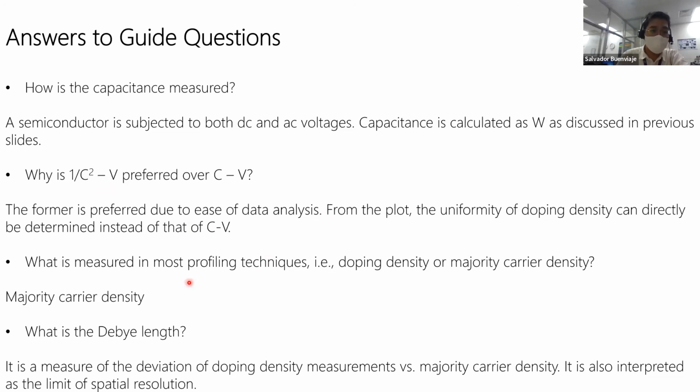What is measured in most profiling techniques? It is the majority carrier density. I've highlighted this, that doping density is not applicable to CV measurements because the depletion approximation does not happen in real life. What is the Debye length? It is the measure of the deviation of doping density versus majority carrier density.